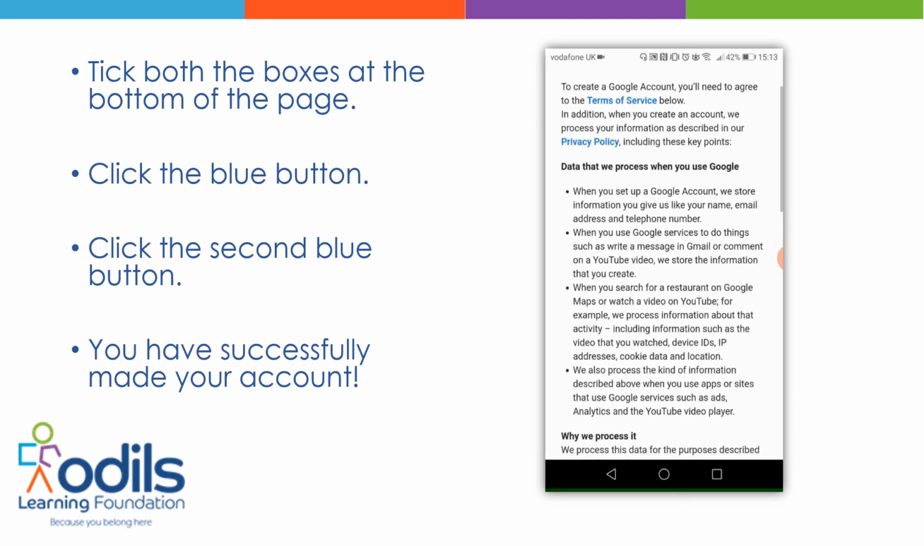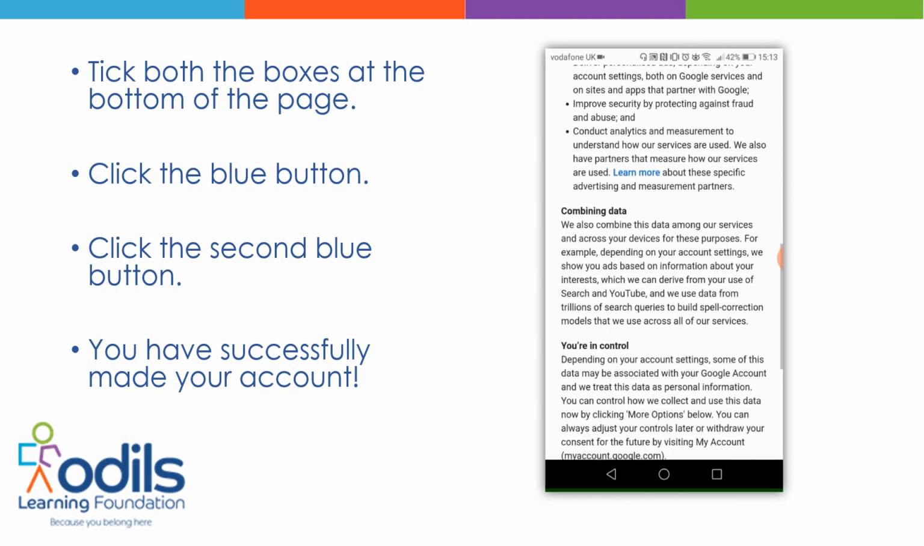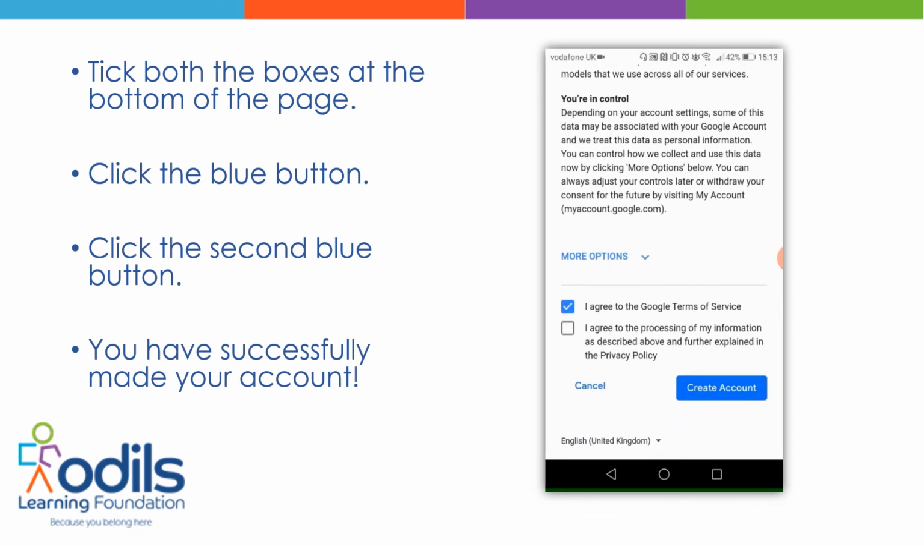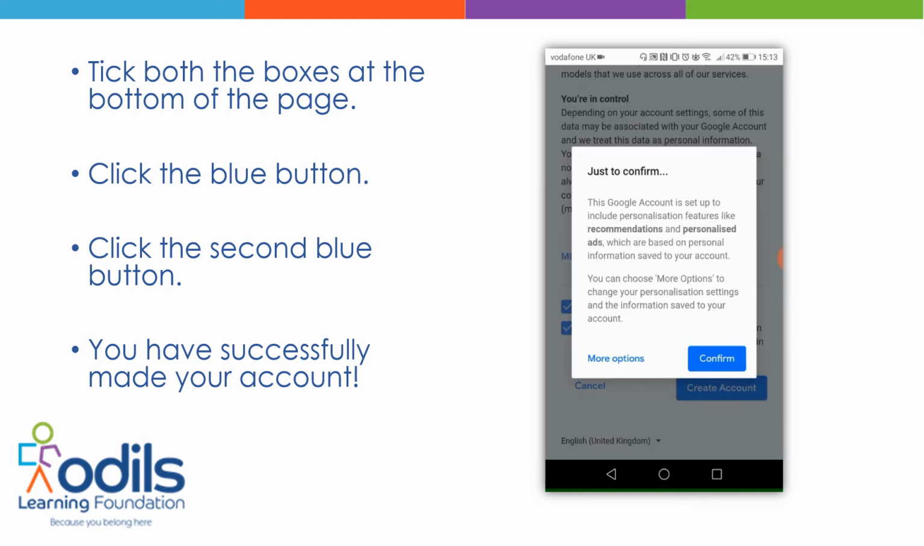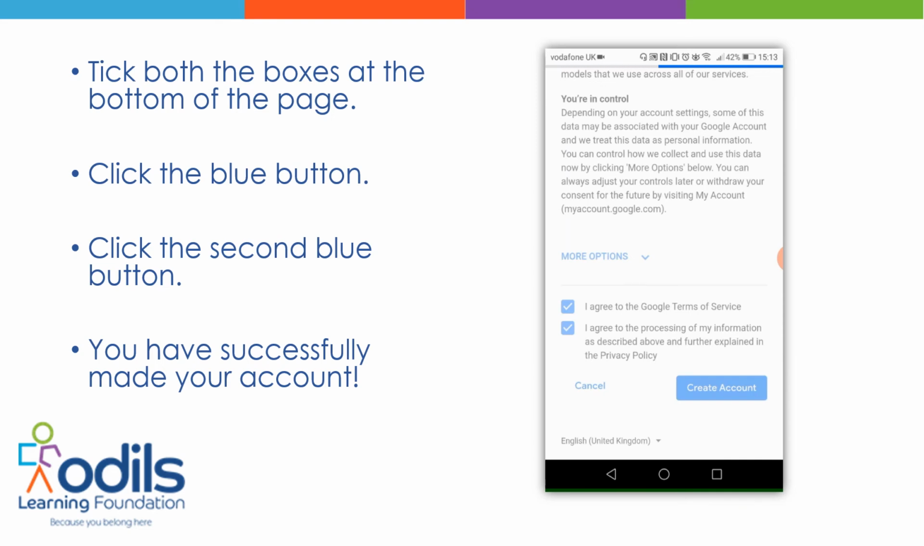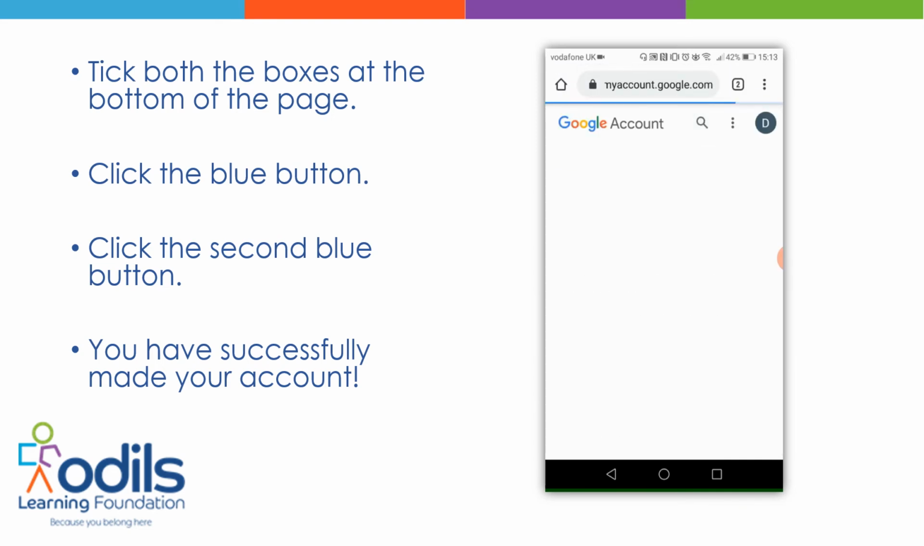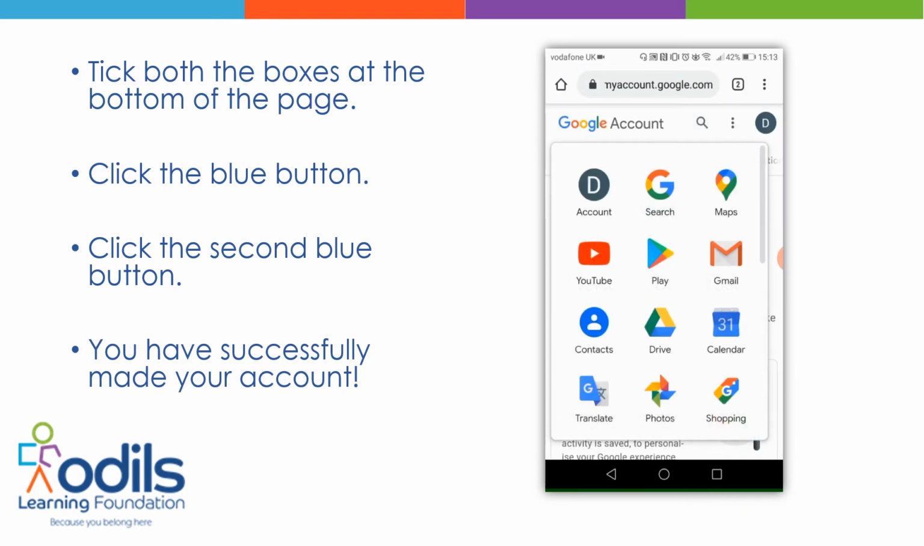Scroll down to the bottom of the page and click both the boxes to put ticks in them. Then click the blue button. Click the second blue button. You have successfully made your account.